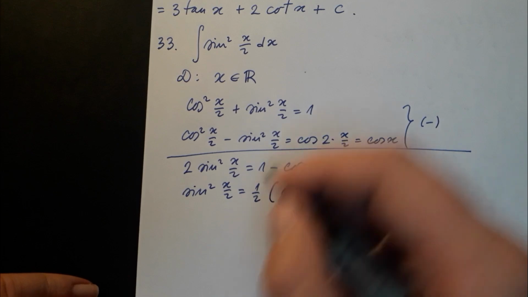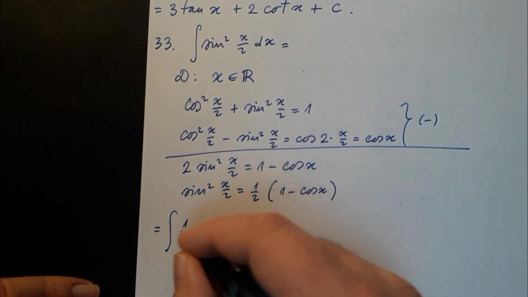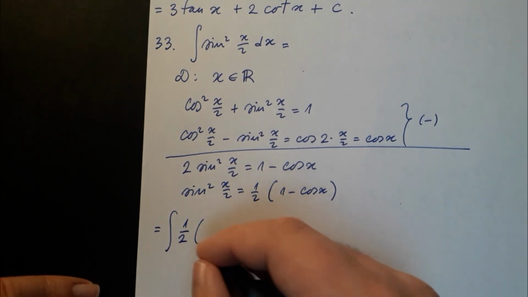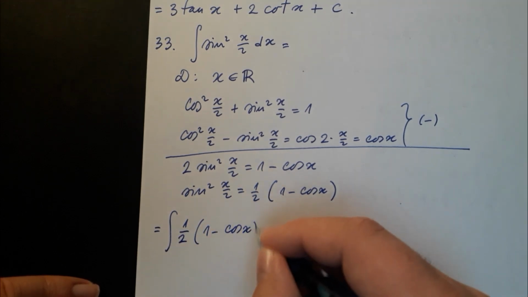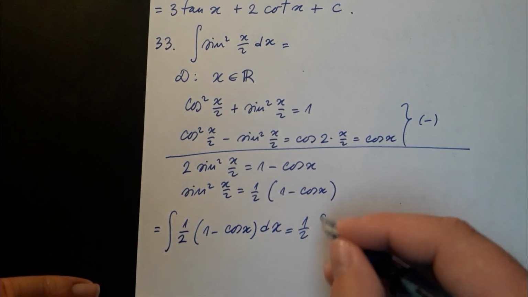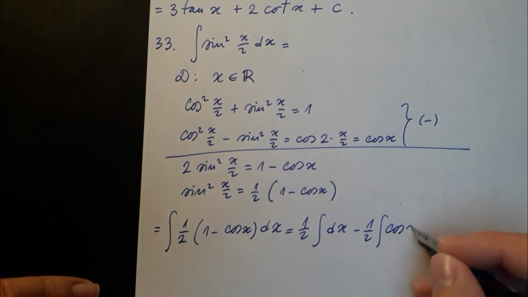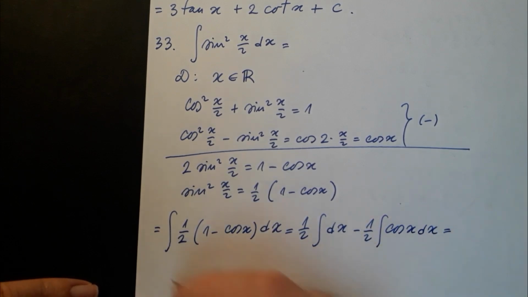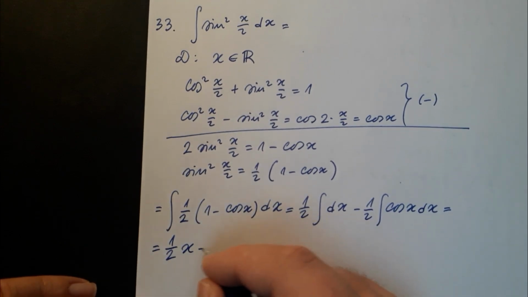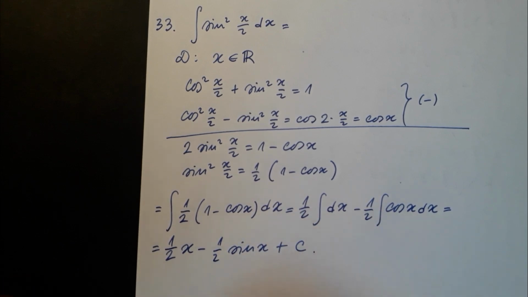If we return this result in our integral, we get that it is equal to an integral of 1/2 times 1 minus cosine of x dx, which is equal to 1/2 integral dx minus 1/2 integral of cosine x dx. And this is just 1/2 of x minus 1/2 of sin x plus a constant c.